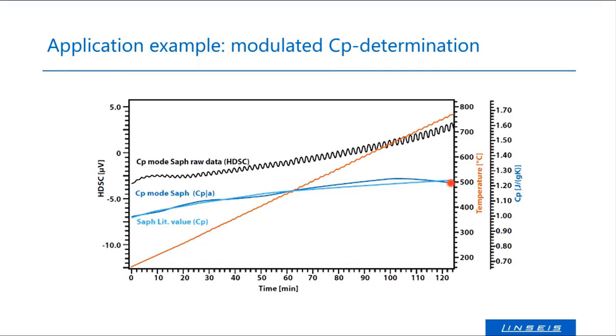And something special that I want to show you, you might be aware that DSC always is also able to measure the heat capacity, so the CP signal. In this case, this shows a modulated CP determination. I just want to show you that our STA instruments can do the same experiments like a DSC can do without any restrictions.